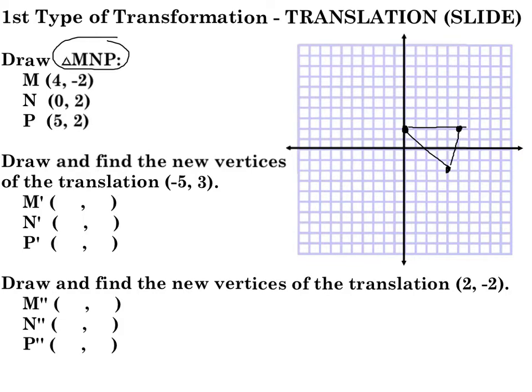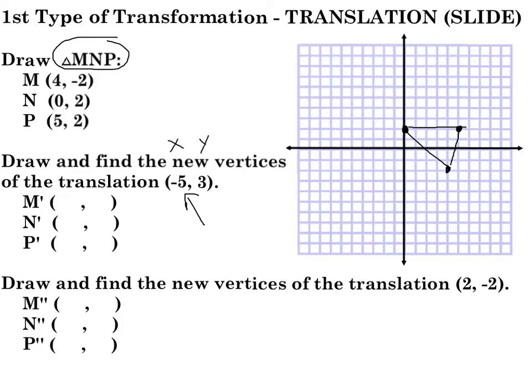Now what we're going to do is go ahead and draw a new triangle. It says draw and find the new vertices of the translation -5, +3. So what that means is these are kind of like the directions on how you're going to translate this triangle. All of the x coordinates we want to subtract 5 from. Remember, x is the first number and y is the second number.